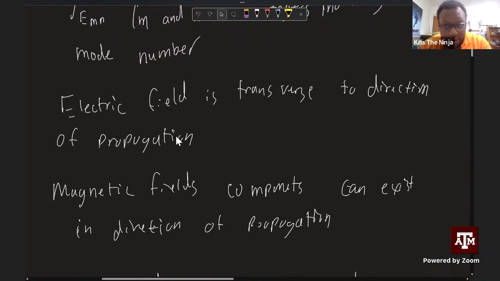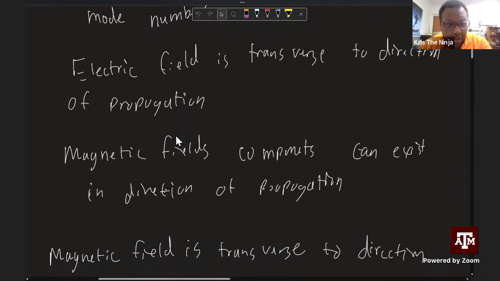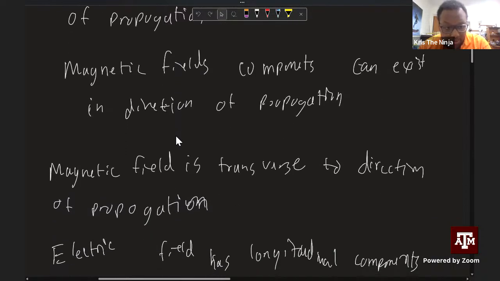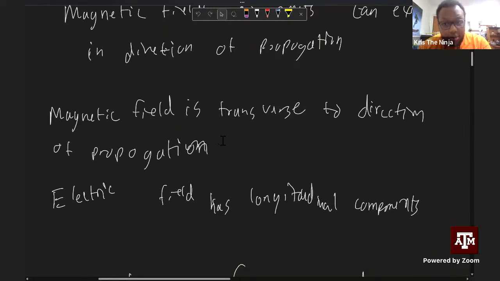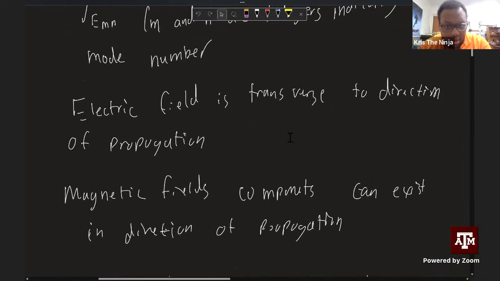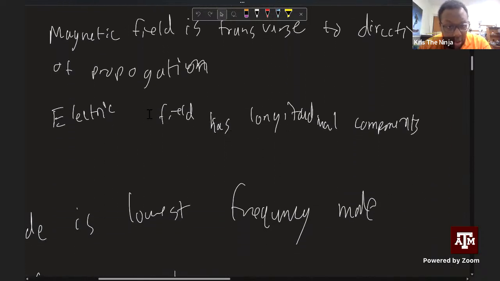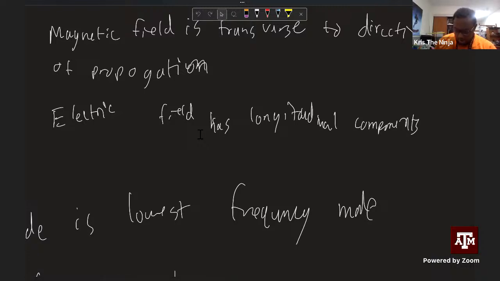The electric field is transverse to the direction of propagation, and magnetic field components can exist in the direction of propagation. The magnetic field is transverse to the direction. I think it's supposed to say perpendicular to the direction of propagation. Oh, no, never mind, it is supposed to say the same thing. Electric field has longitudinal components. I'm going to rewrite that so it's a little bit clearer. The electric fields have longitudinal components.